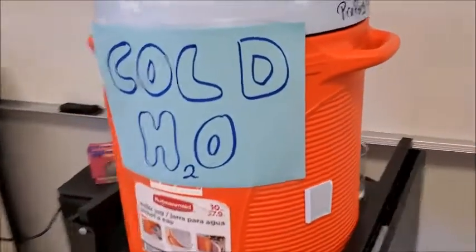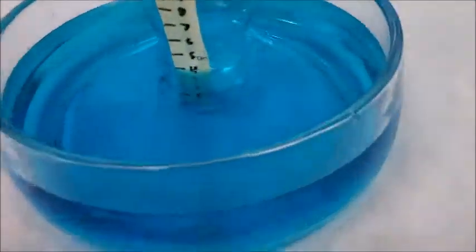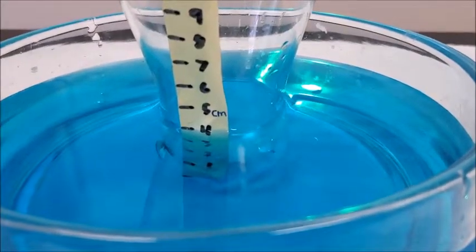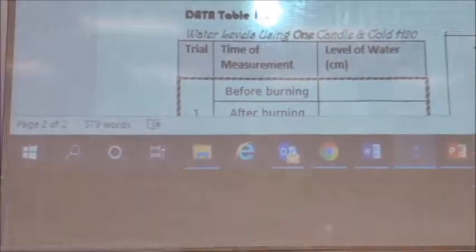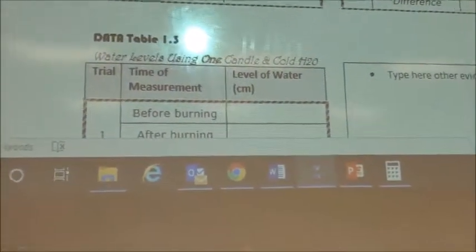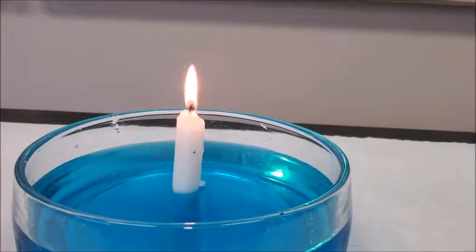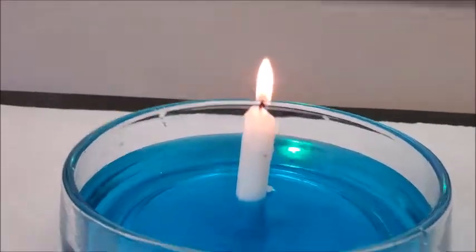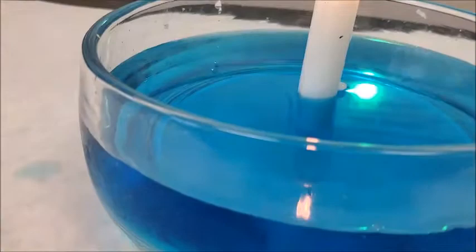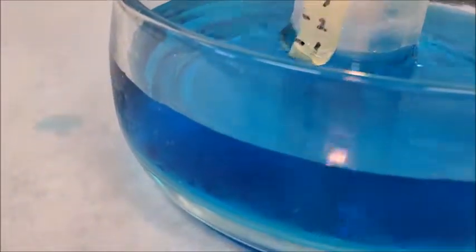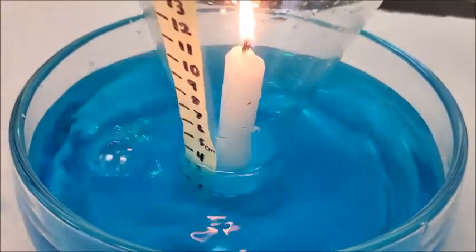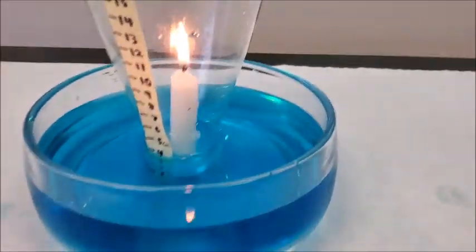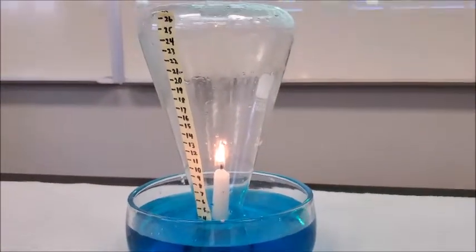So we've now taken and put some cold water instead of tap water, ice cold, into the bin. You can check out the initial reading mark right there. You can make that measurement into your data table 1.3 for trial 1. Let's put the candle in. So now we have the candle in the cold water for data table 1.3, testing out this variable, the cold water. How will that affect things?